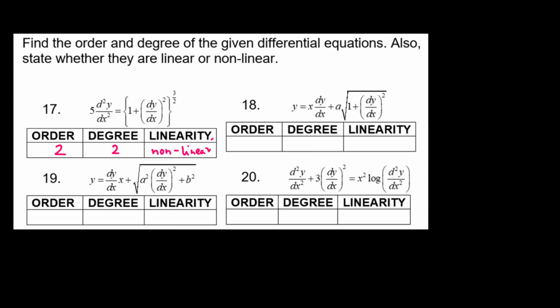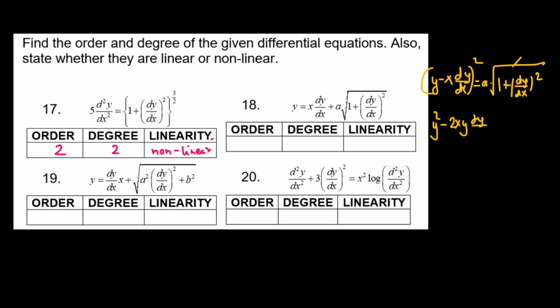Problem number 18. y equals x times the derivative of y with respect to x plus a times the square root of 1 plus (dy/dx) squared. We can rewrite the given differential equation as y minus x times dy/dx equals a multiplied by the square root of 1 plus (dy/dx) squared. Squaring both sides gives us y squared minus 2xy times dy/dx plus x squared times (dy/dx) squared equals a squared times (dy/dx) squared.